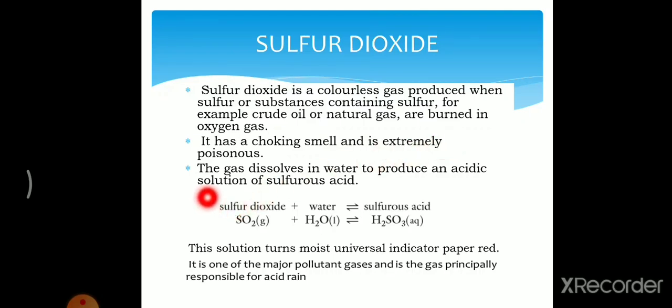The third point is the gas dissolves in water to produce an acidic solution of sulfurous acid. So when sulfur dioxide reacts with water, it forms an acid. This acid is sulfurous acid. The formula of sulfurous acid is H2SO3. I should be very careful here.